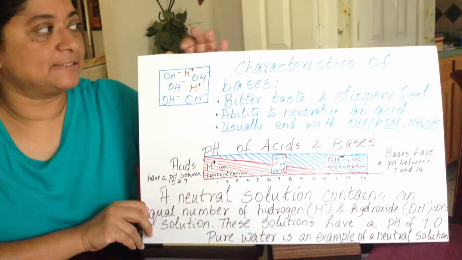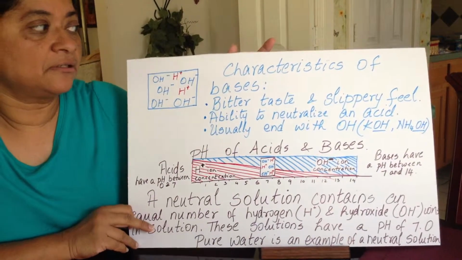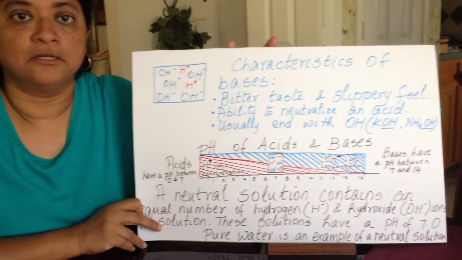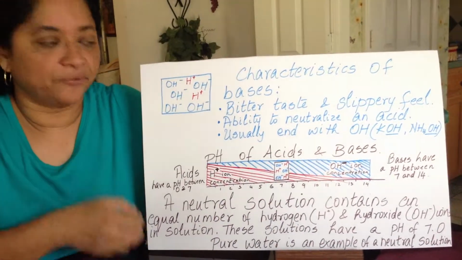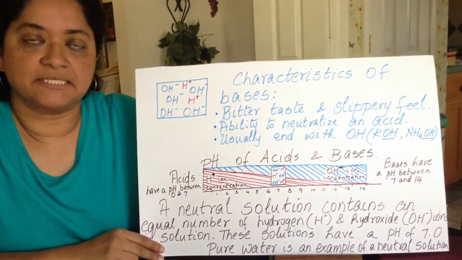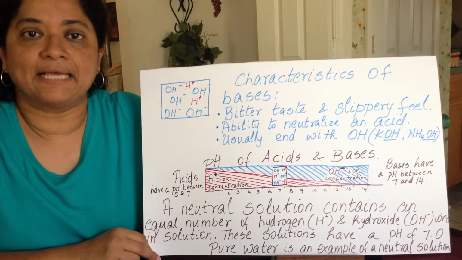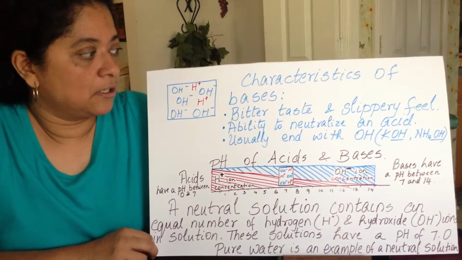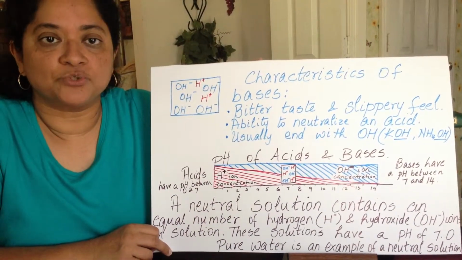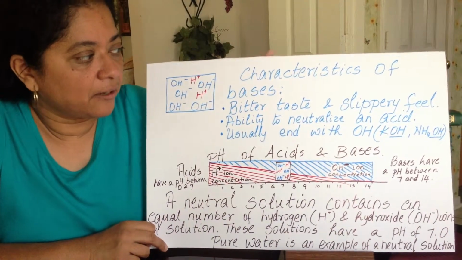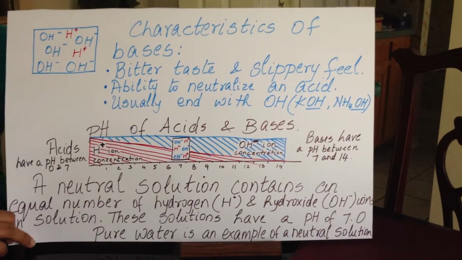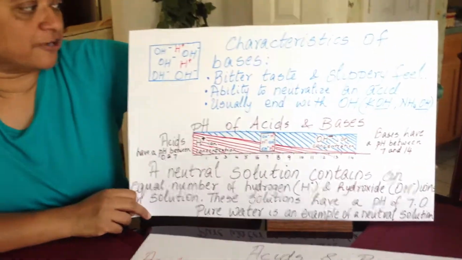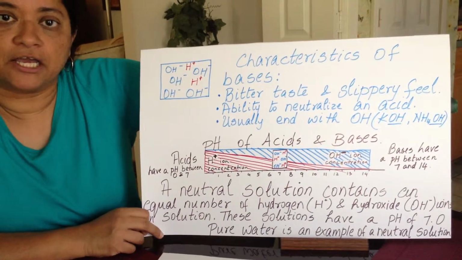The characteristics of bases are that they're bitter to taste and slippery to feel. Soaps are made of bases, and if you feel soap, it's slippery. Okay, bases have the ability to neutralize an acid, just like an acid has the ability to neutralize a base. They usually end with OH, which is the hydroxide group. And I have examples there: potassium hydroxide, ammonium hydroxide, all examples of bases. The picture on the left shows that there are more hydroxide ions in a base than there are hydrogen ions.